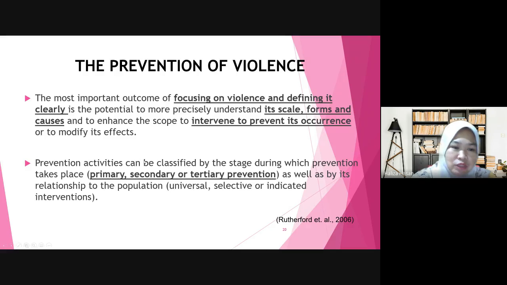So the prevention activity can be classified by the stage during which prevention takes place. So we have primary, secondary, and tertiary prevention, as well as by its relationship to the population: either universal, selective, or indicated intervention.